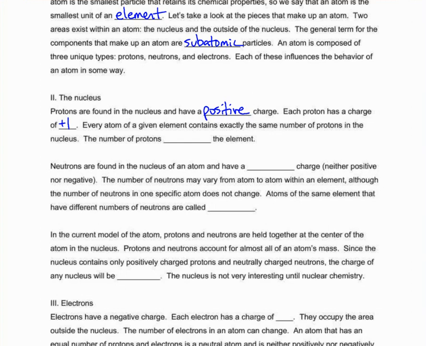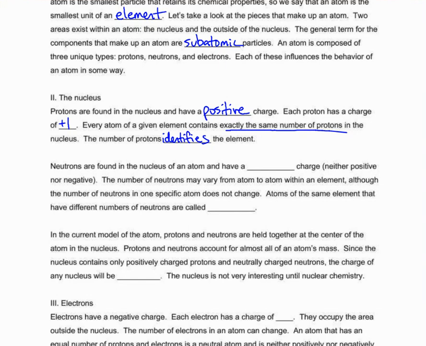Every atom of a given element contains exactly the same number of protons. The number of protons identifies the element. Protons are responsible for the identity of the element. If the number of protons is different, then we have a different element.